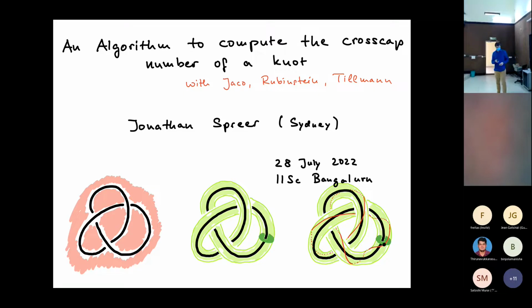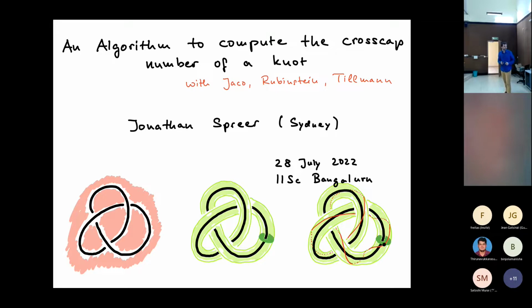Welcome everybody to this last mathematics talk for today, I think. So I will talk about an algorithm to compute the crosscap number of a knot, which is something I worked on together with Bas Jaco, Chaim Rubenstein, and Stefan Tillmann for a while. Maybe I should remove the mask for this talk.